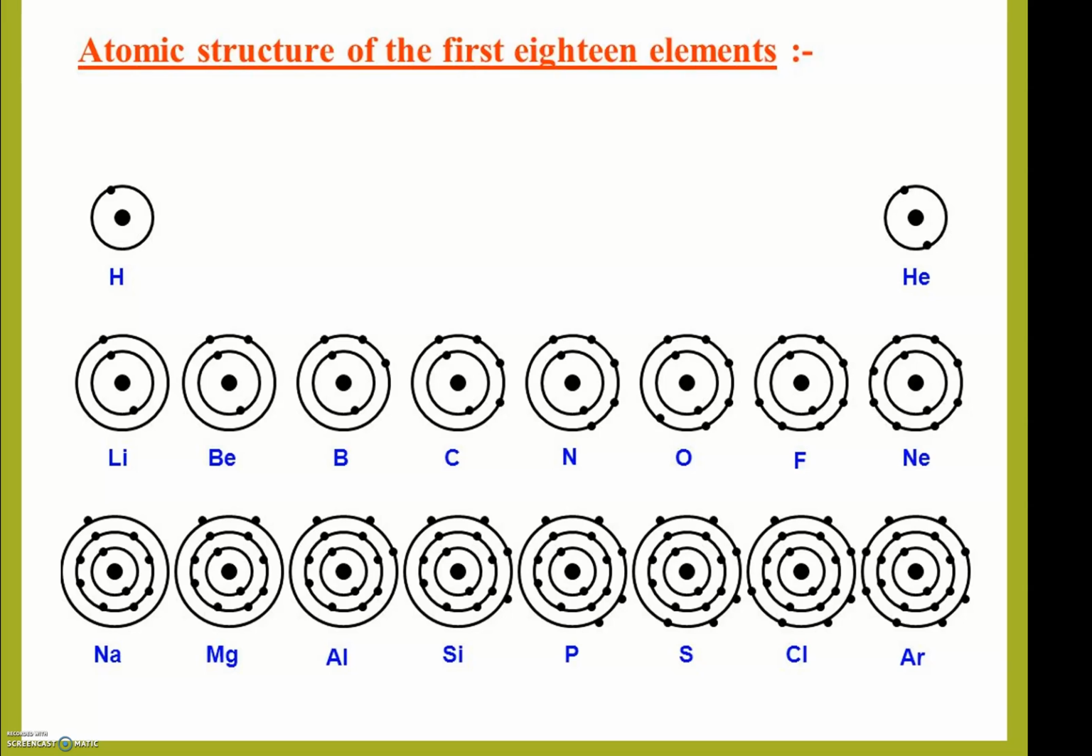For period 1, the valence electrons are on energy level 1. On period 2, the outermost electrons are occupying energy level 2. And for period 3, the valence electrons are occupying energy level 3. That in and of itself is very important to know.